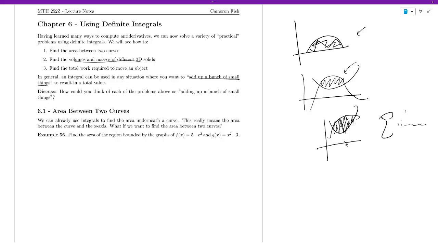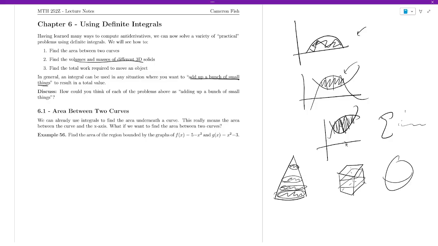Now, volumes and masses of 3D solids. For example, if we have a cone shape in 3D, each of these cross sections of the cone is a circle. In much the same way as we added up these vertical lines to get the area, we could imagine adding up the area of all these circles, and it'll get the whole volume of the cone. There's lots of 3D shapes you can do like that. For example, you could have a box, a rectangular solid, where each slice is a square, and you could add up all those squares.